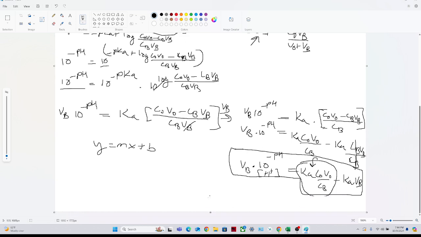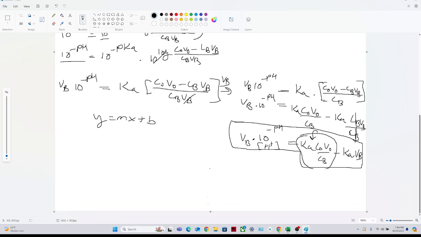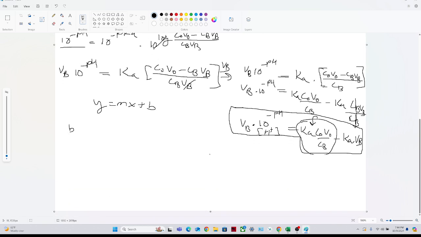And so if we create room for ourselves, we can start denoting things as such. And so b is equal to C naught V naught over Cb Ka. And again, all of these values do not change. Our y is equal to Vb times 10 to the negative pH because our pH does change as we add more base. It increases, and so does the amount of volume of base that we add. So these two things vary. And what this is really asking you is basically just measuring your change in your molarity of acid. That's it.